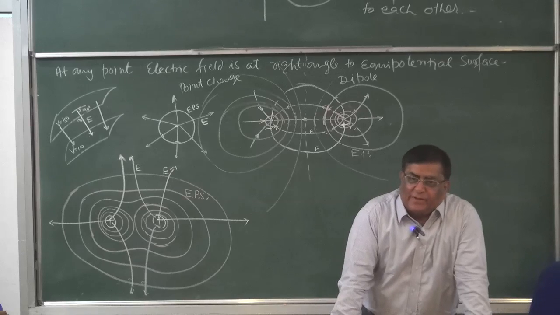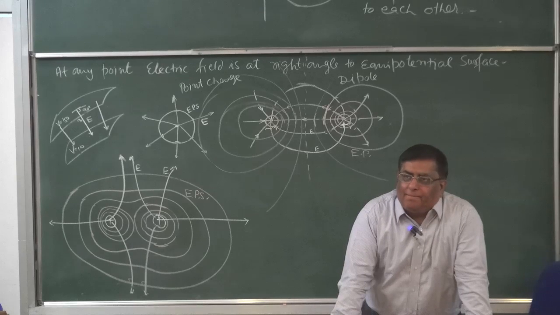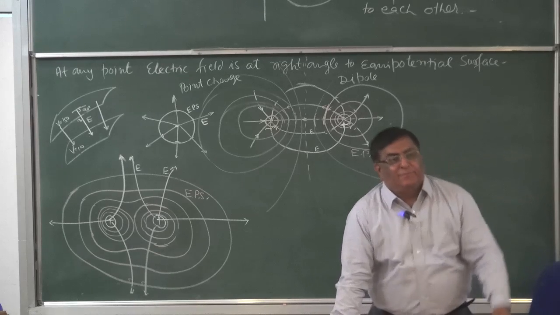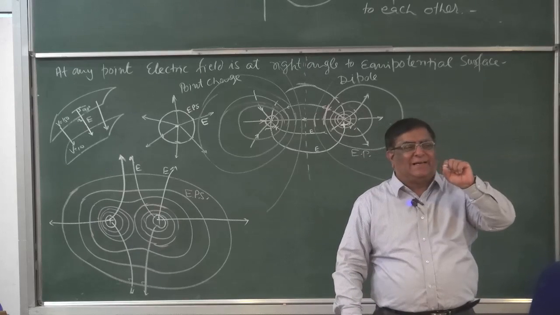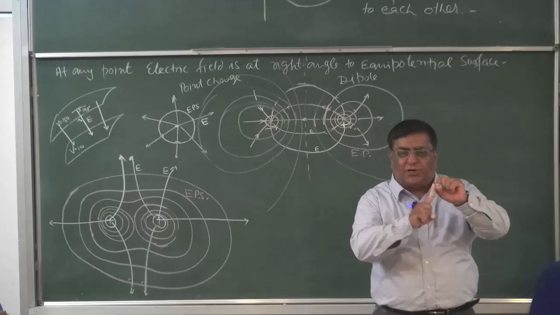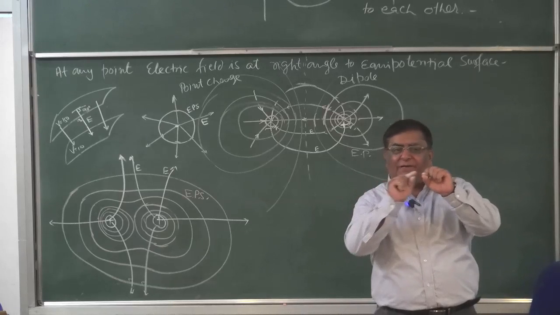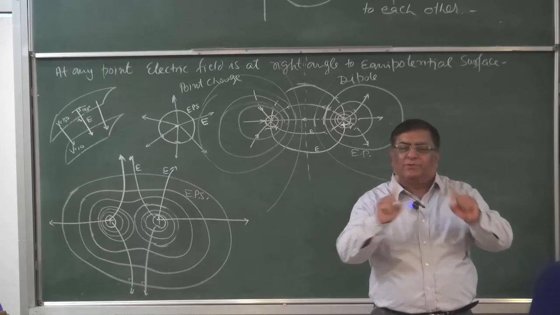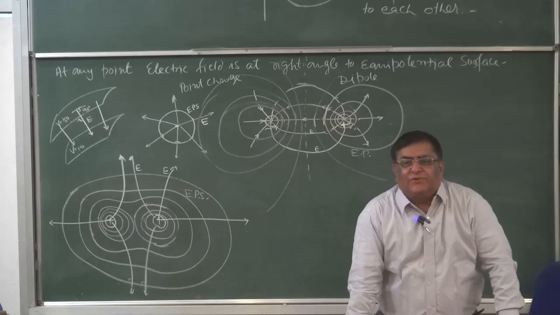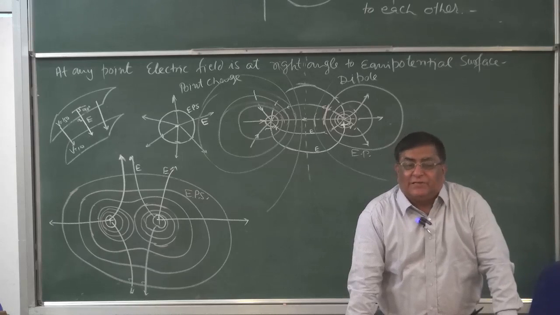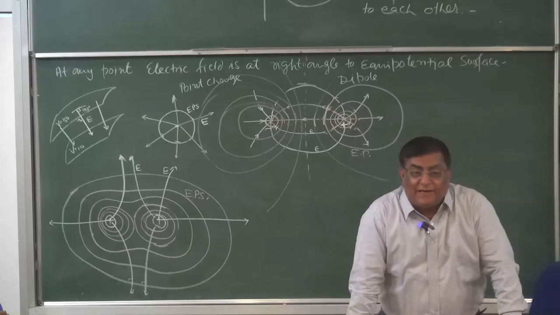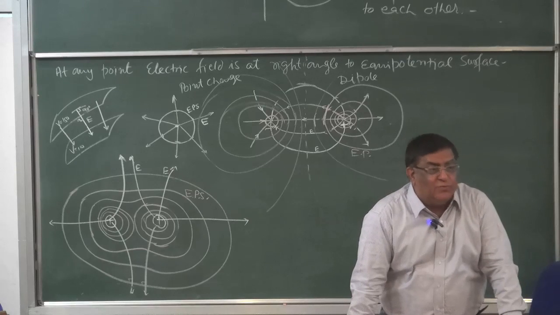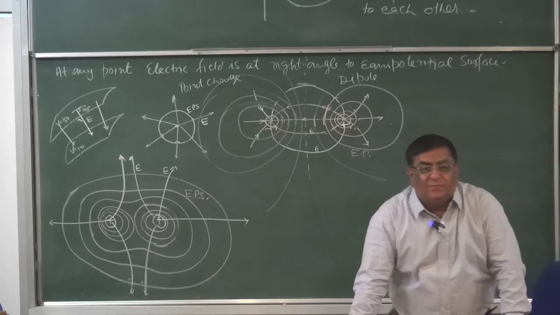Third thing, if at any point a charge is placed and it has higher potential compared to another point, then it will try to move from higher to lower potential. That means on an equipotential surface the charges do not move. Even if it's a conductor, even if they have liberty to move, they will not move because the potential is the same.